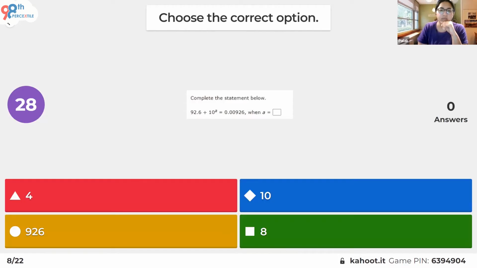Okay. Complete the statement below. 92.6 divided by 10 raised to the power A is equal to 0.00926. Find the value of A. You can always reverse engineer this question. Hurry up, time is running out.